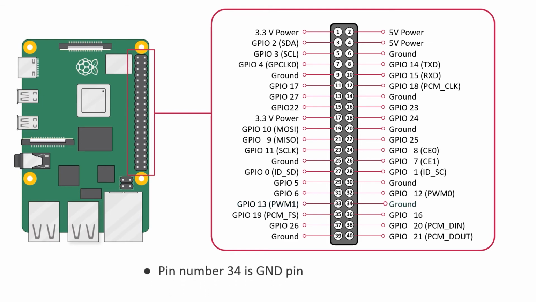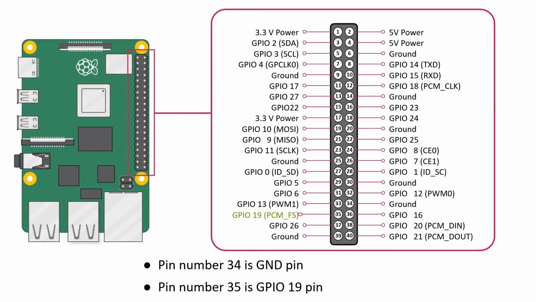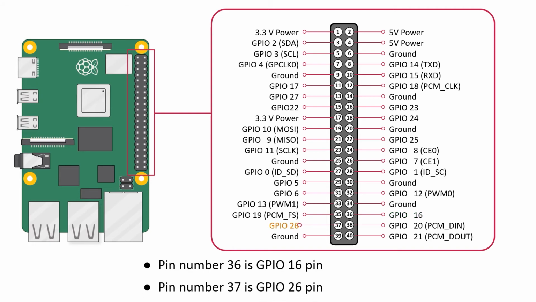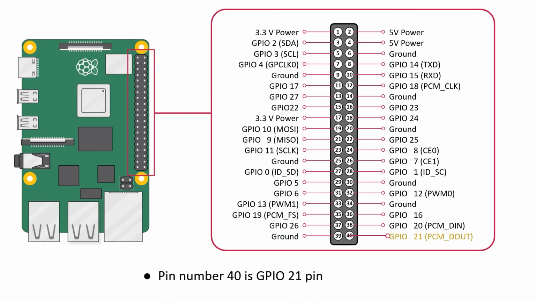Pin number 34 is ground pin. Pin number 35 is GPIO 19 pin. Pin number 36 is GPIO 16 pin. Pin number 37 is GPIO 26 pin. Pin number 38 is GPIO 20 pin. Pin number 39 is ground pin. Pin number 40 is GPIO 21 pin.